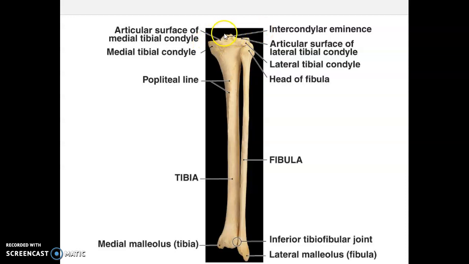these tubercles with a little ridge running between them, or actually a little depression between that tubercle and that tubercle. That little depression running between these two tubercles is the intercondylar, meaning between the condyles, eminence. So it's a little depression running between the tubercles. It's like a valley between two ridge lines.